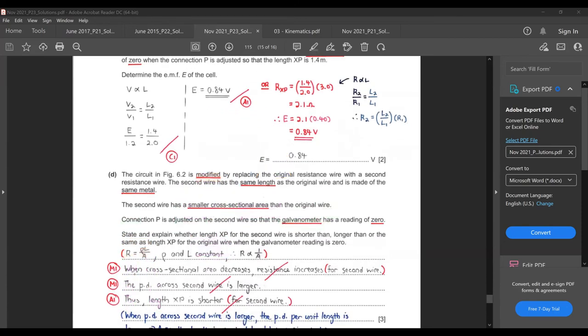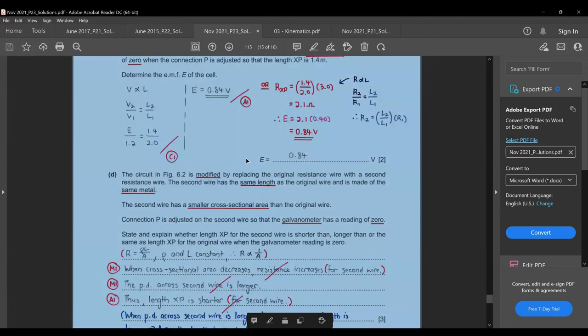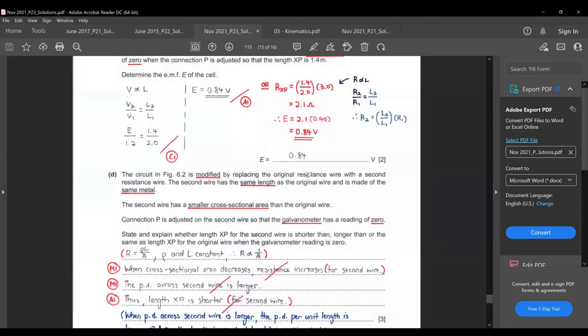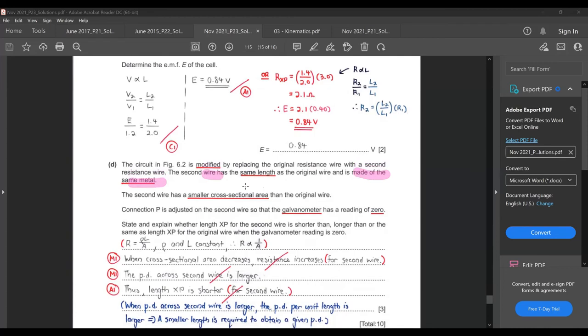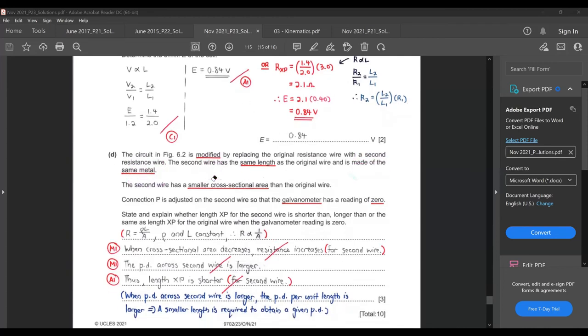If we go through that right now, they tell you that the circuit in figure 6.2 is modified by replacing the original resistance wire with a second resistance wire. The second wire has the same length as the original wire and is made of the same metal. But the second wire has a smaller cross-sectional area than the original. Connection P is adjusted on the second wire so that the galvanometer has a reading of zero again. State and explain whether the length XP for the second wire is shorter than, longer than, or the same as length XP for the original wire when the galvanometer reading is zero.